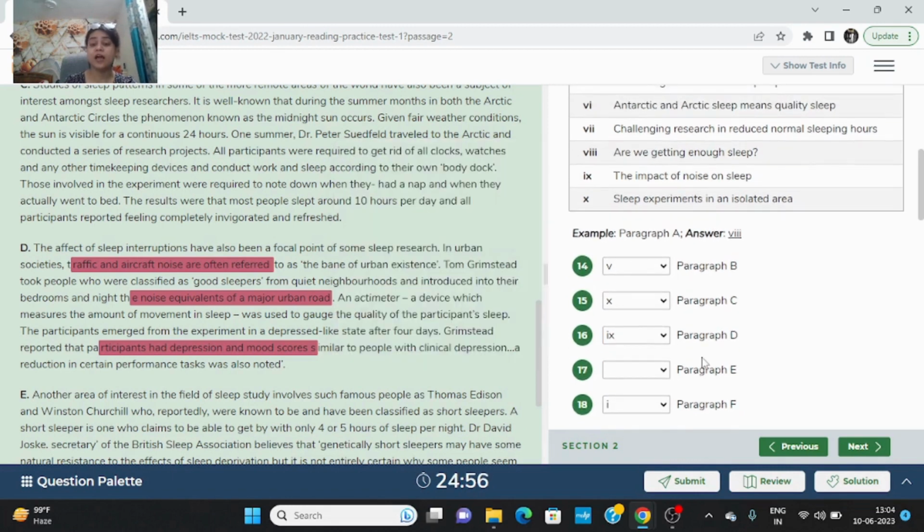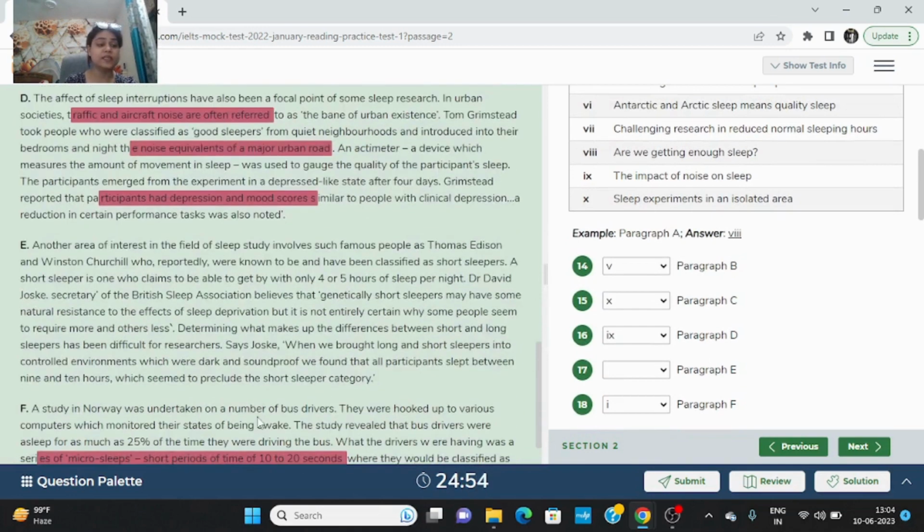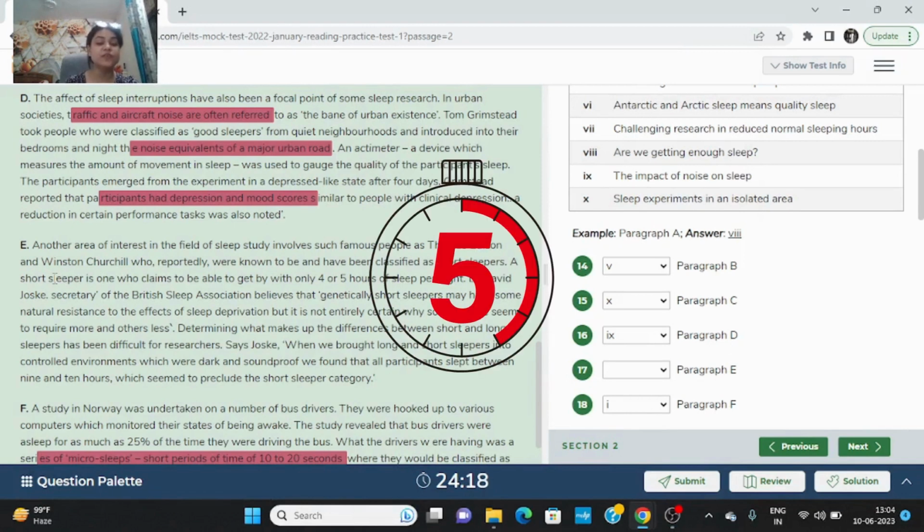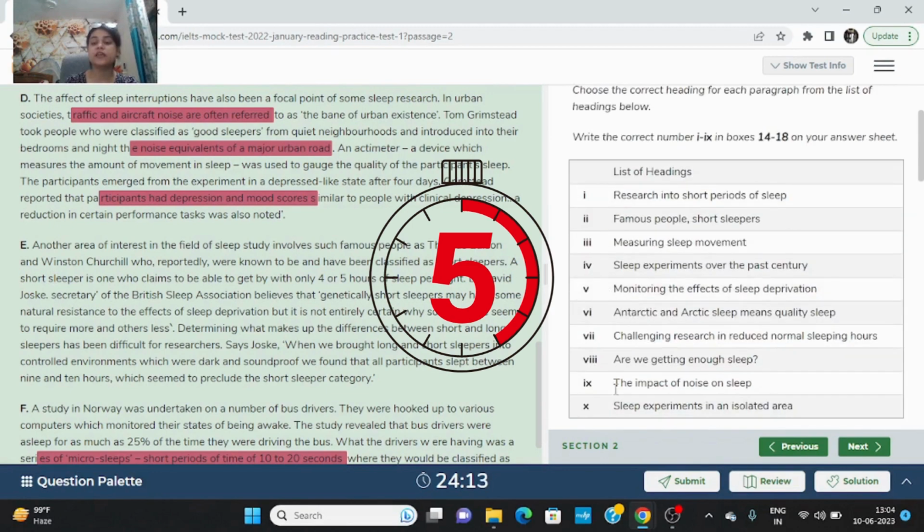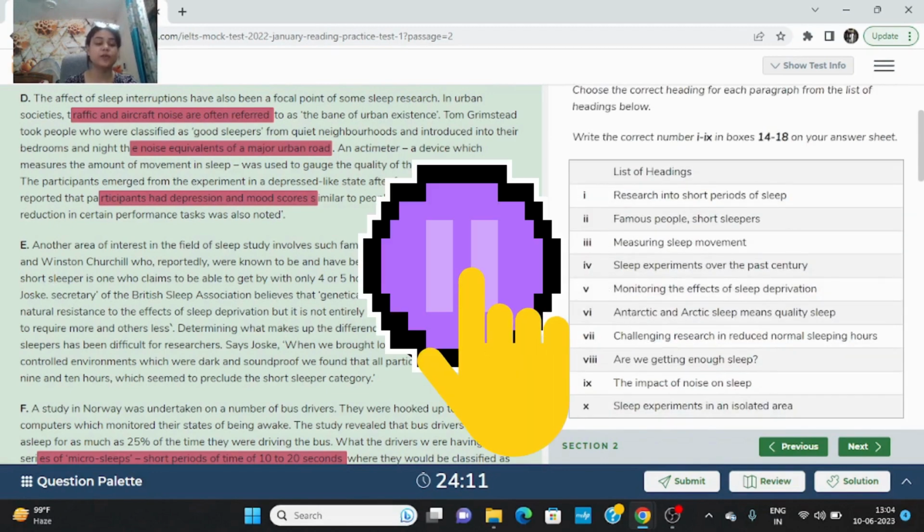Now I will move to the last one, that is E. Another area of interest in the field of sleep study involves such famous people as Thomas Edison and Winston Churchill, who reportedly were known to be and have been classified. Okay, now I will move to the E paragraph. I'm giving you again 5 minutes to look for the correct option. These are the headings. Now take your time and start doing.